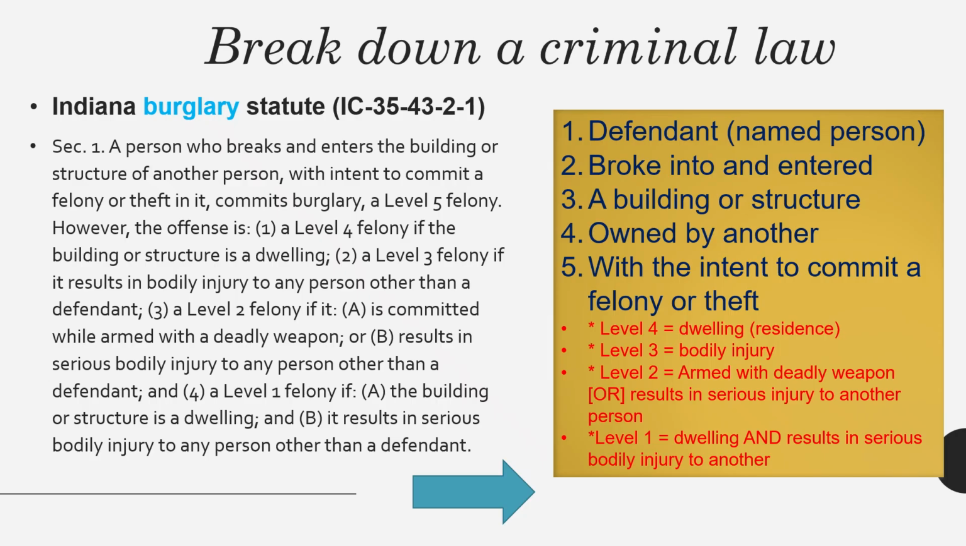Now, this is also interesting because it gives a breakdown of different levels. So for example, the lowest level is level 5. That's just simply breaking and entering with the intent to commit a felony or theft. Now, level 4 is enhanced if it's a dwelling or somebody's personal residence. It becomes a level 3 if there's bodily injury. It becomes a level 2 if the defendant is armed with a deadly weapon or there's serious bodily injury. And of course, a level 1, the highest, is a dwelling and resulting in serious bodily injury.